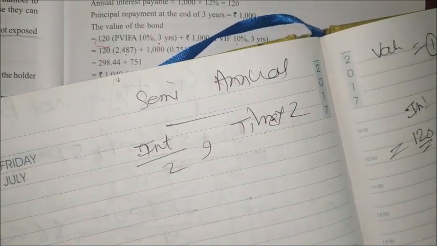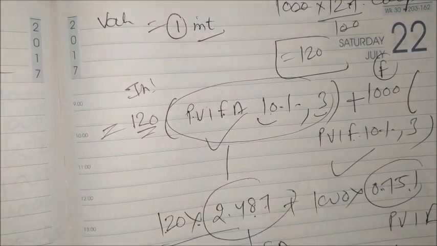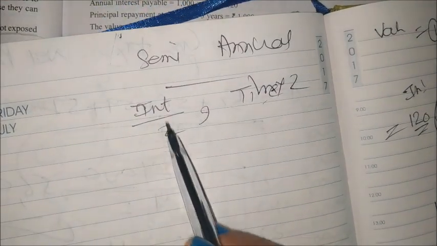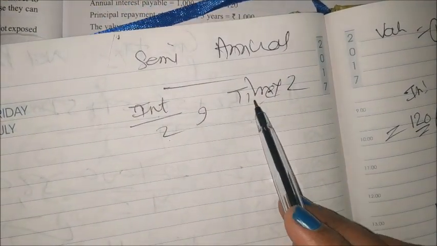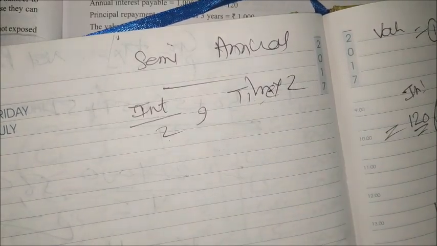This is similar to question number 1 that we discussed in part 1, the same concept, but only one thing you have to keep in mind: interest rate you have to divide by 2, and whatever maturity period they are giving, you have to multiply by 2. This is the main thing.